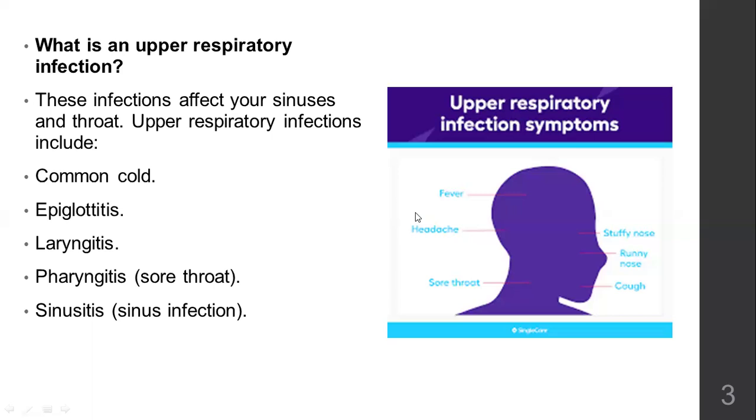Then laryngitis, the larynx, the sound box, if that gets inflamed. Pharyngitis: the pharynx is the end of your throat when you open your mouth wide open, that you can visualize, that comes under the pharynx. If that area is inflamed, usually as a part of tonsillitis, you get pharyngitis.